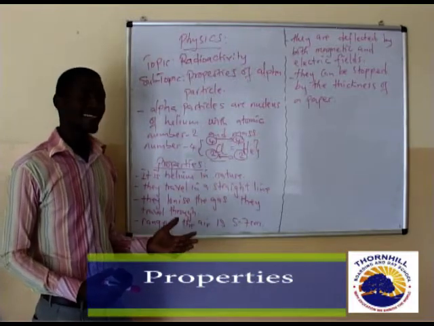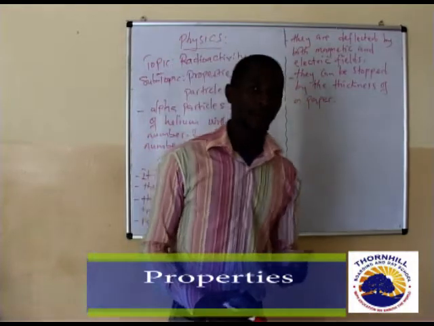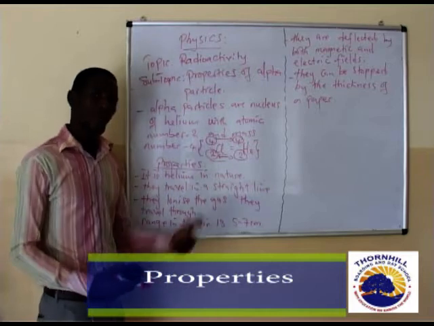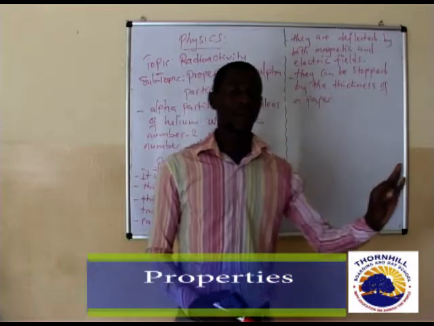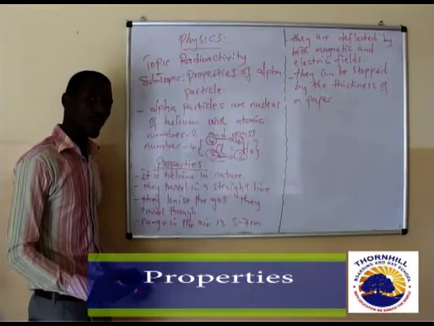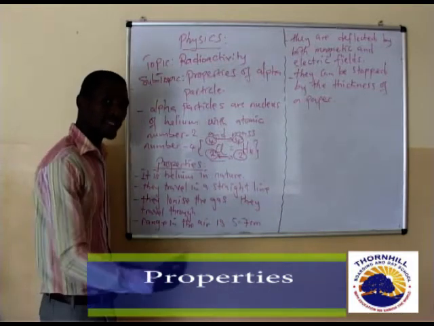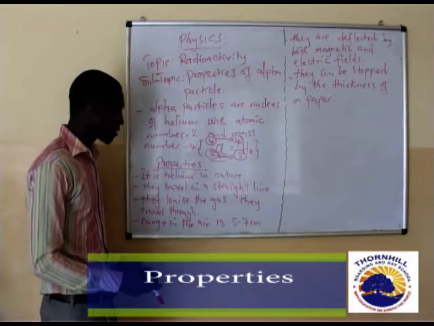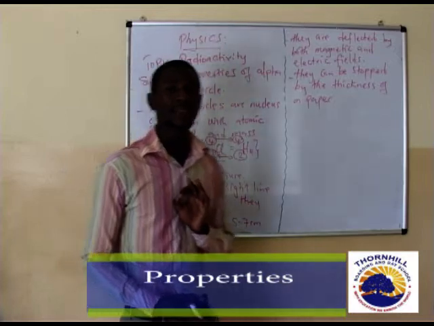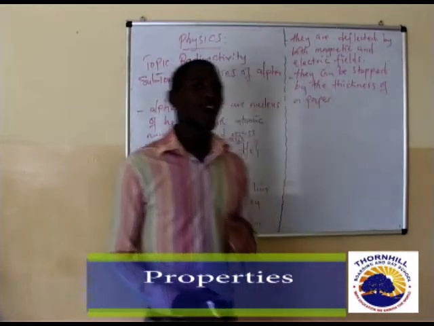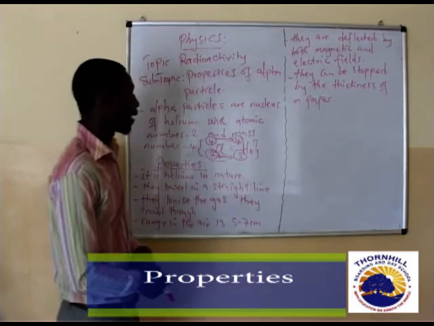This is an indication that alpha particles are unable to cover a longer distance in the air because they lose their kinetic energy as they ionize the air they travel through. In the process of ionizing air, they end up losing their kinetic energy. As they lose it, you discover that they only cover a distance of about 5 to 7 centimeters in the air. That is their range, the maximum distance they are expected to cover in the air.